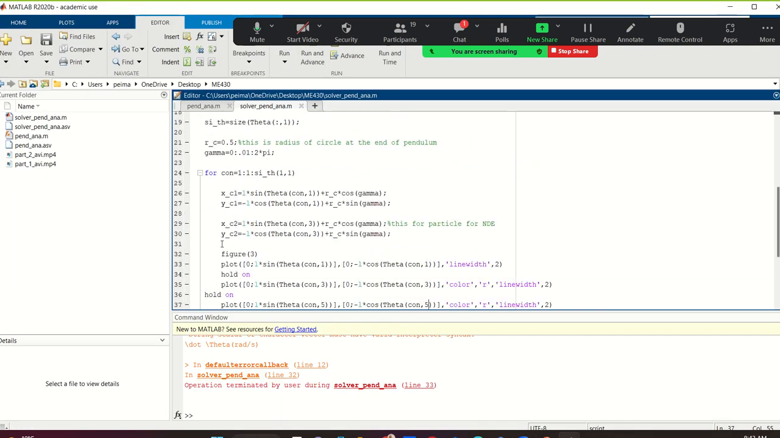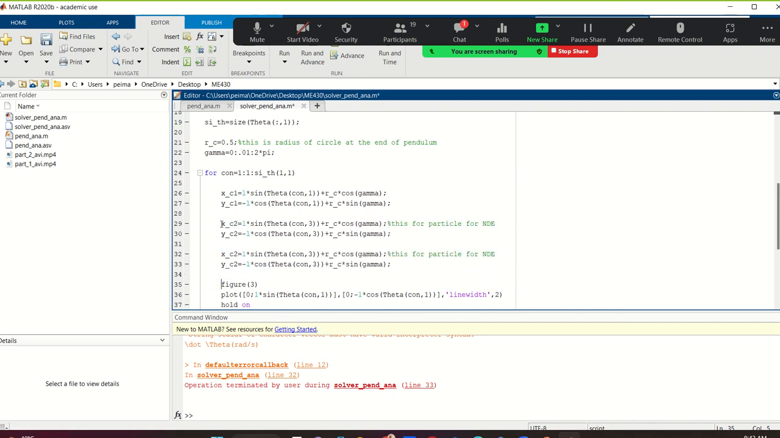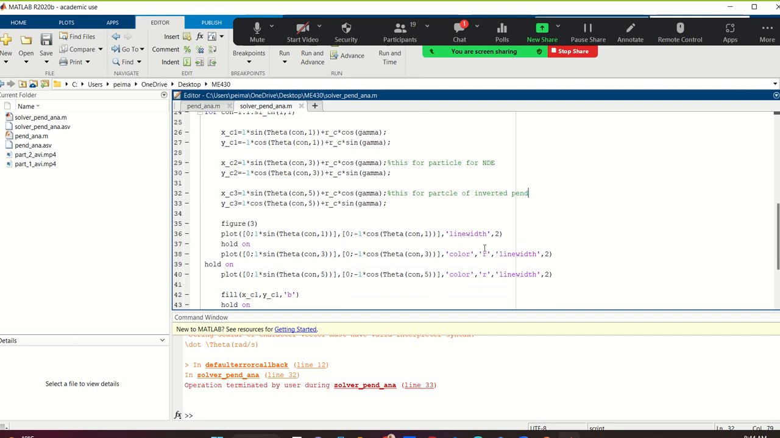So what I'm going to do, just for reference, I'm generating this. I'm getting that 3, so this is going to be 5. And y of this is going to be positive. Here it was negative for the pendulum. So this is for the particle of the inverted pendulum. Understand, everybody?